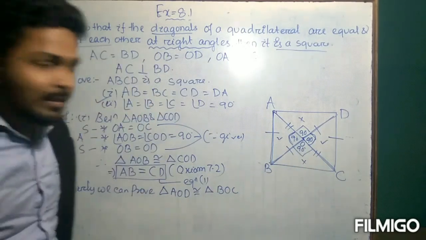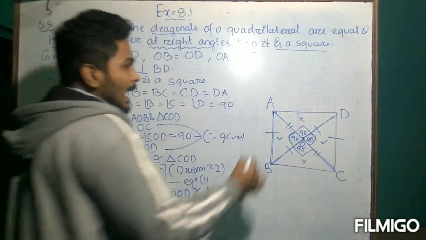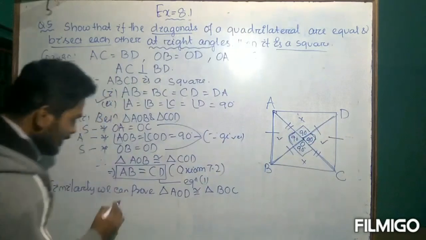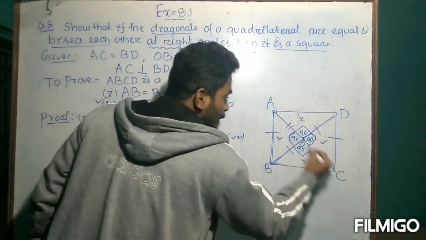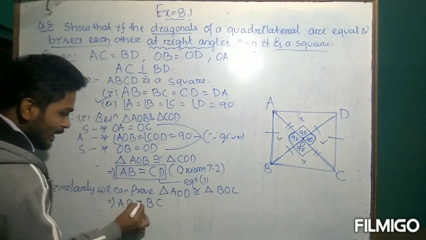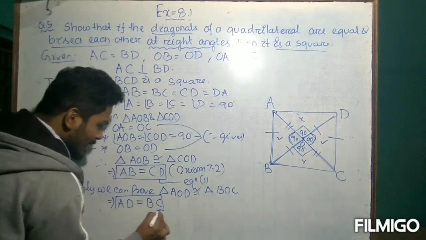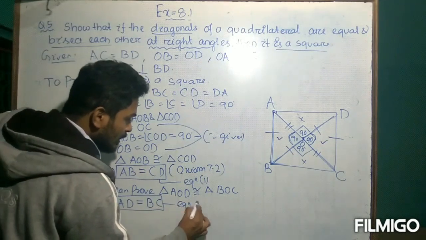Are you getting my point? If two triangles are congruent, then the corresponding parts must be equal. AD is a part of AOD triangle. BC is a part of BOC triangle. So these two triangles are congruent. It means their corresponding sides must be equal. So this is equation number 2.